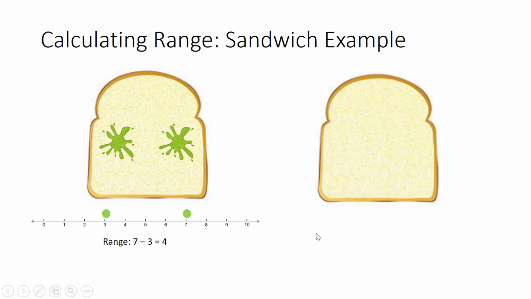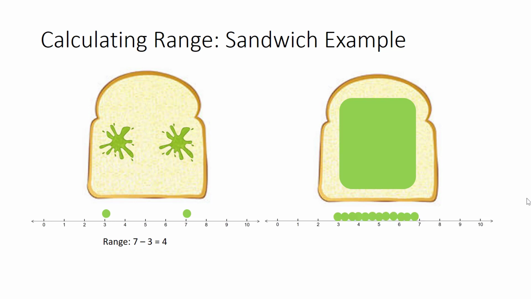On the other piece of bread, let's say that I have a much more homogeneous distribution of, again, whatever we're putting on our sandwich. So if I represented this in a one-dimensional number line, it might look something like this. Again, my range is still the same. My data points go from about 7 to 3, so I still have the range of 4.